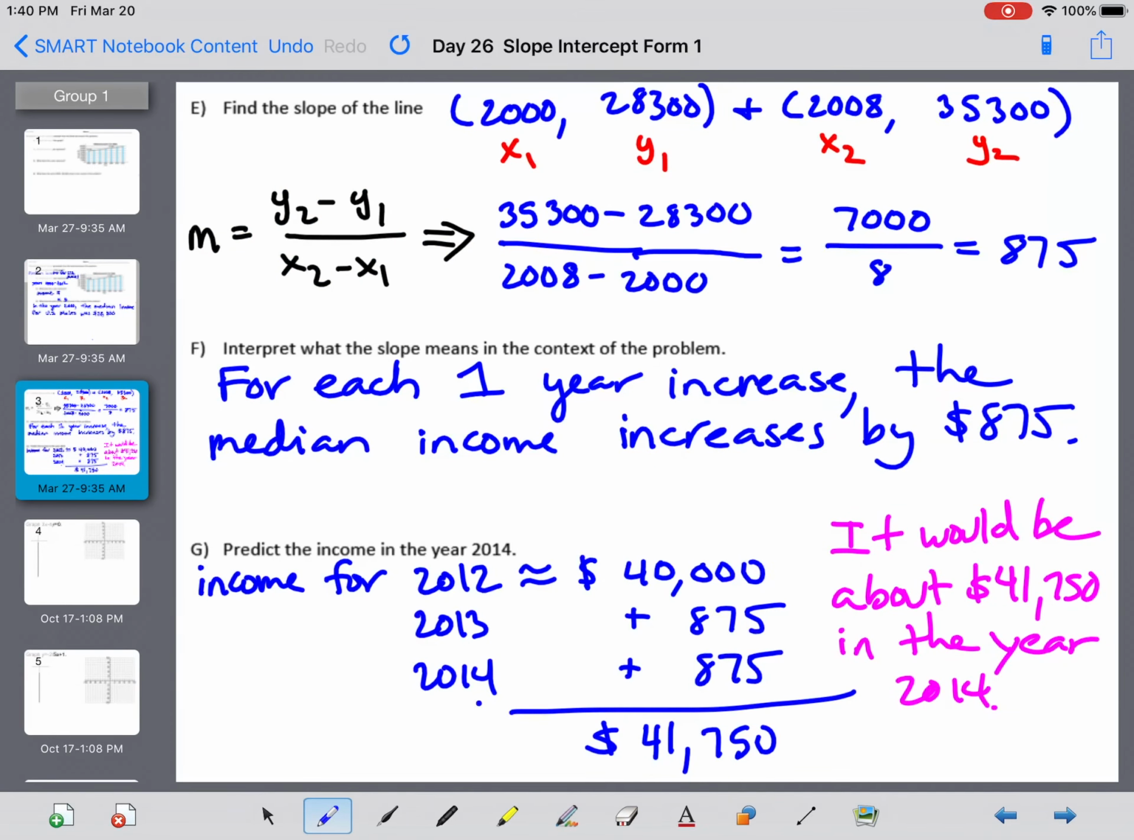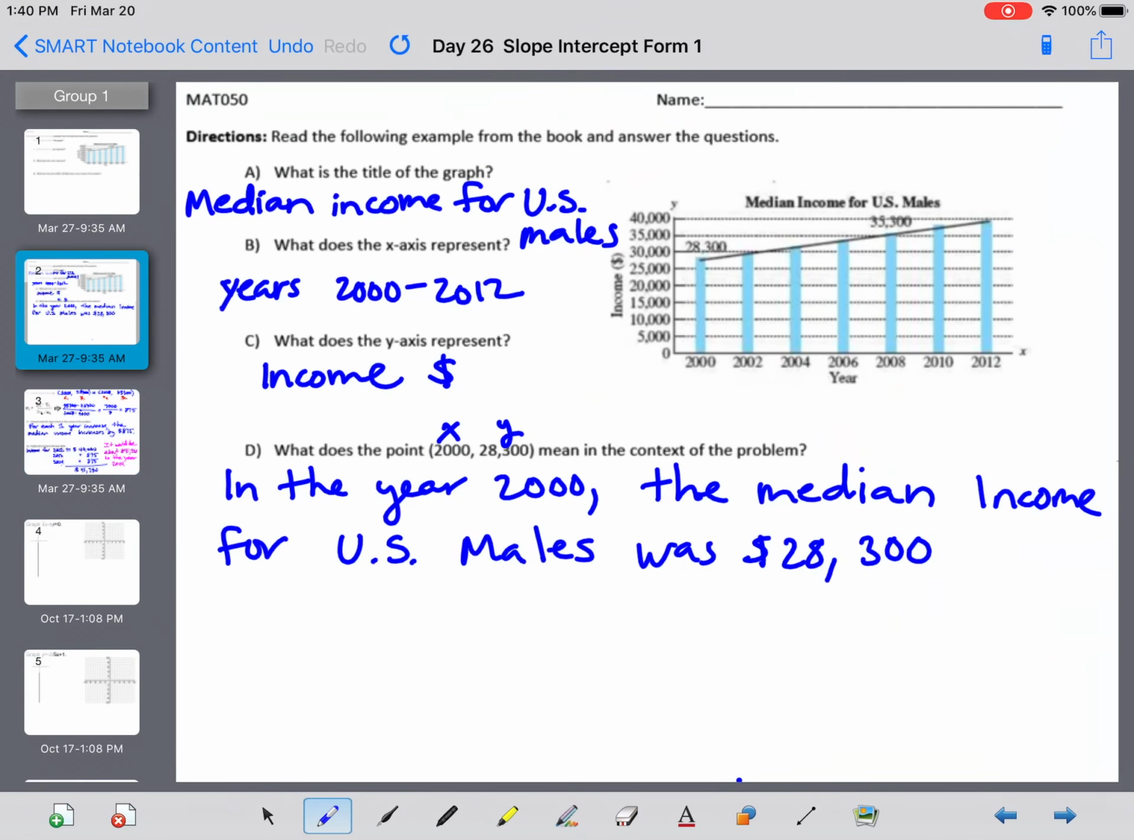For part E, finding the slope of the line, you need two nice points on the graph. So if you go back and look at your picture, the only y values that I know exactly are going to be the two that are given to me in the graph. I could approximate it, and I could probably do an okay job of guesstimating what the slope would be, but if I know those exact values, I want to use them. So I'm just going to highlight those points there because the 2000 corresponds to the x value and the 28,300 corresponds to the y value. Same thing with the 2008 and the 35,300.